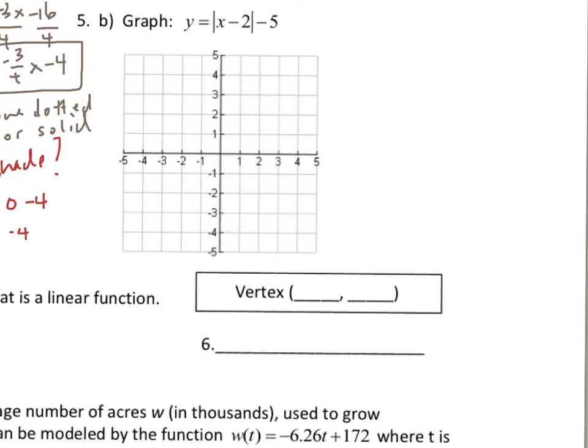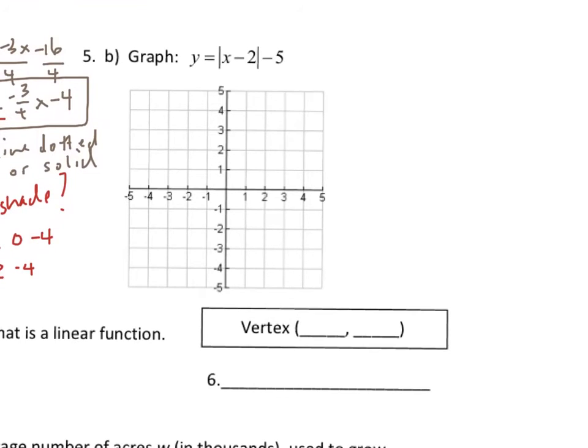Okay, absolute value graphs have a distinct shape. If you know anything about them, they look like V's. So absolute value graphs have a V shape. How you change the equation changes the V, or where it is and how steep it is and whatnot.